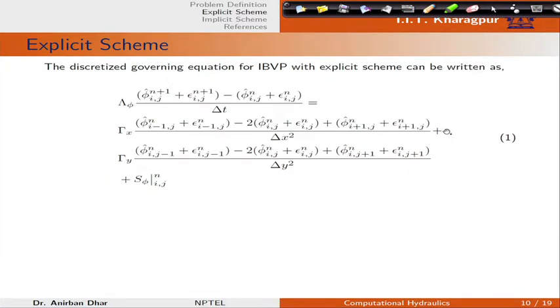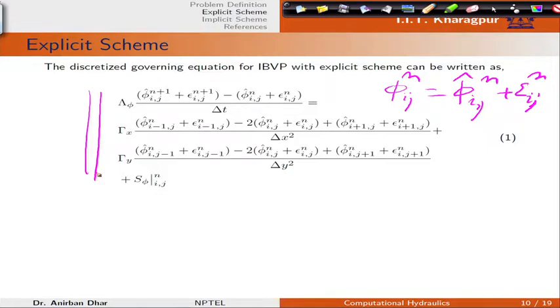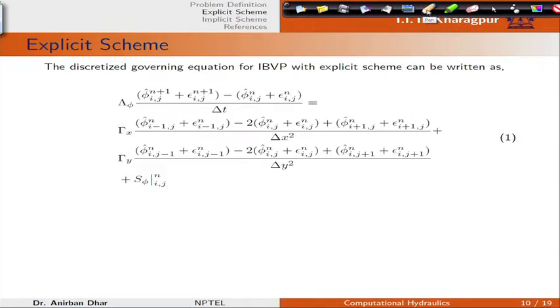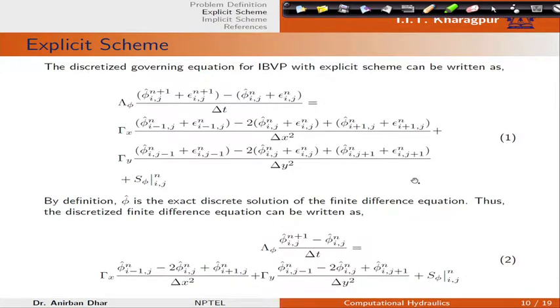With this, we can write our discretized governing equation with the explicit scheme as, we can replace this phi i j n with phi hat i j n plus epsilon i j n. So, this is actually our discretized governing equation, but we have discretized our governing equation with the assumption that we will get the exact solution from an infinite precision computer.